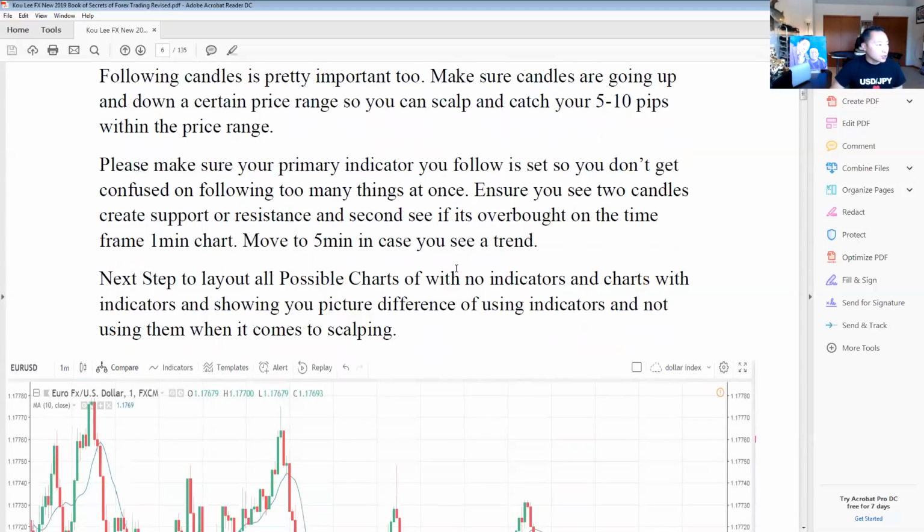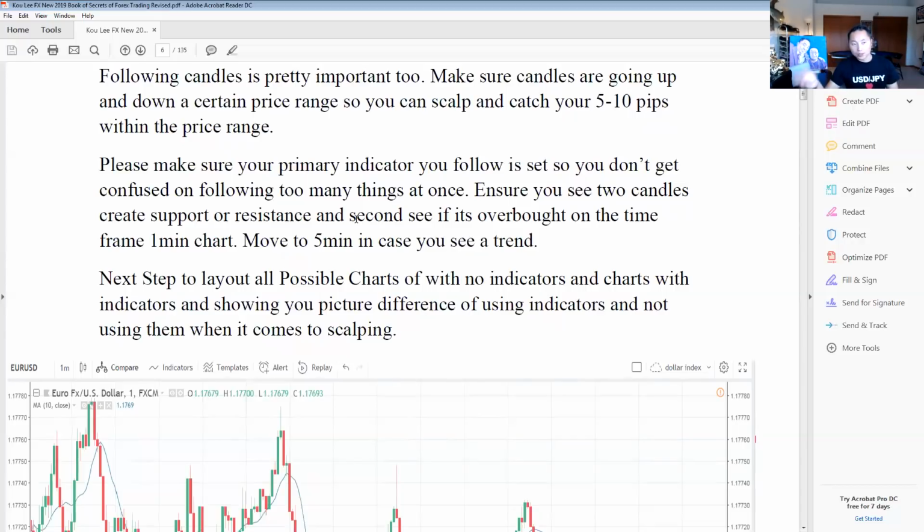Make sure candles are going up and down. Please make sure that your primary indicator that you follow is set, so you don't get confused following too many things at once. It's very true, because I had a bunch of indicators and I started adding more indicators and I didn't know which one I was going to follow. You're going to have to look precisely for yourself, and if you're going to follow the RSI, make sure that you have some kind of price reading or candlestick structure reading on the main window.